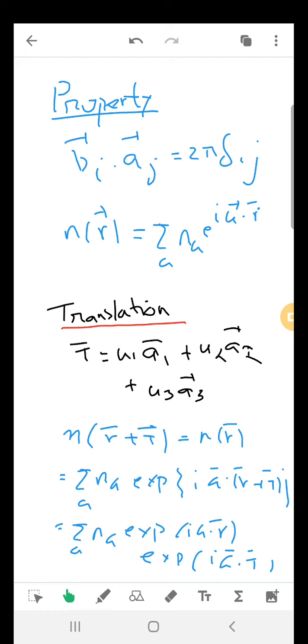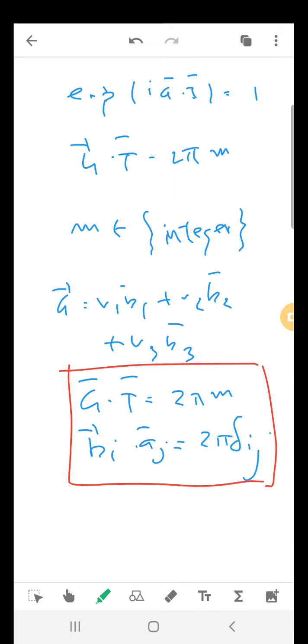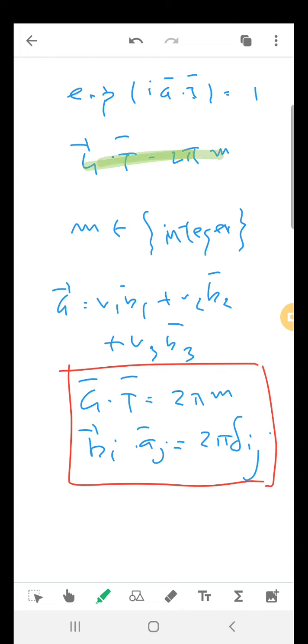And when there is a translation taking place, we get this value. So the extra term that we get is this one. Initially it was only e^{iG·r}, so by using this translation, the extra term is e^{iG·T}, and this has to be equal to 1 to make the theorem correct. So to ensure that there is a periodicity, this is what we get. There are two conditions: first of all, G dot T is equal to 2 pi m, and b_i dot a_j is equal to 2 pi delta_ij. These are the two conditions for the reciprocal lattice, and this is actually the reciprocal lattice vector G.